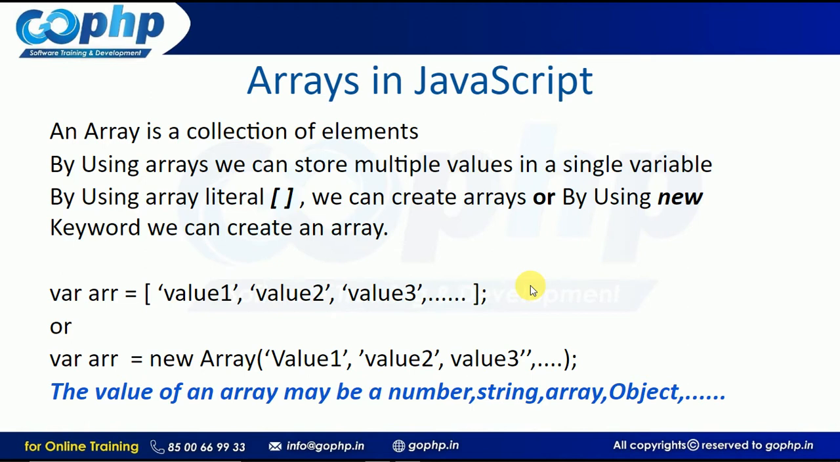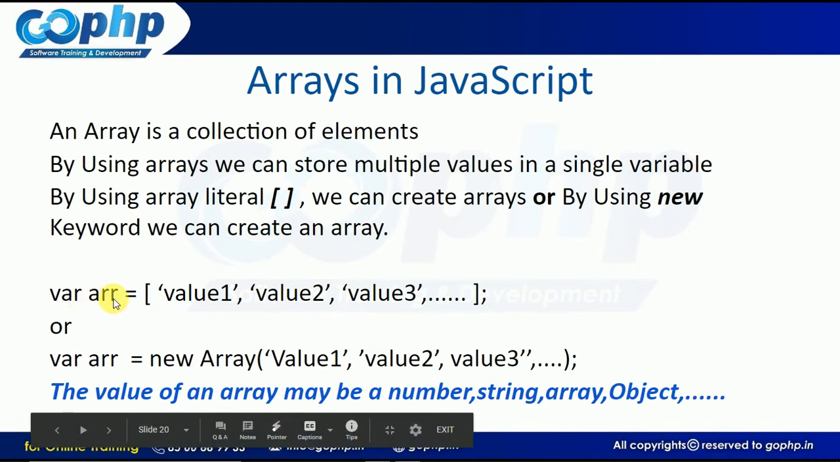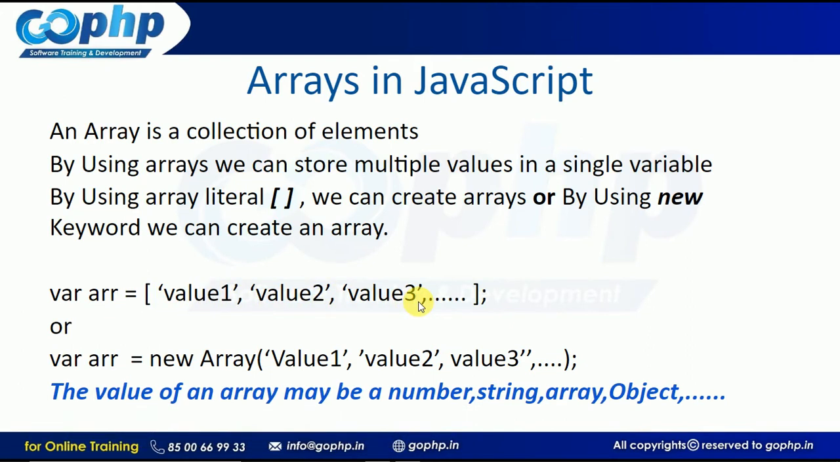Next, in how many ways can we create an array here? We have two ways to create an array. One is by using an array literal and one more by using the new keyword. Let us see the syntax of arrays also, where arr equals value 1, value 2, value 3, and so on. The value could be anything.